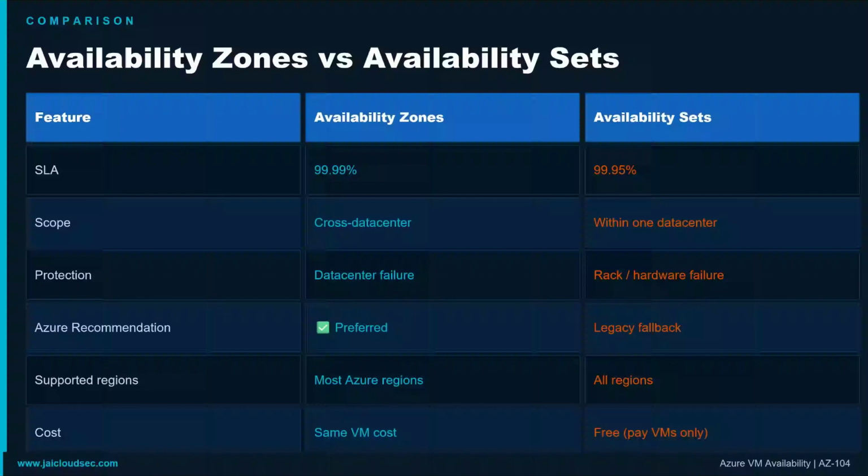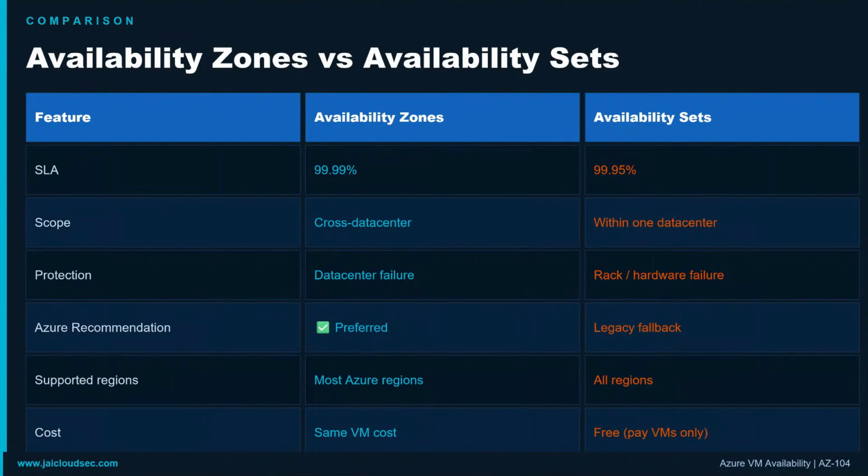So, what is the difference between availability zones versus availability sets? Let me put them side by side so you can see exactly when to use each one. Availability zones: 99.99% SLA. Cross data center protection. Works in most Azure regions. Microsoft preferred for new deployments.